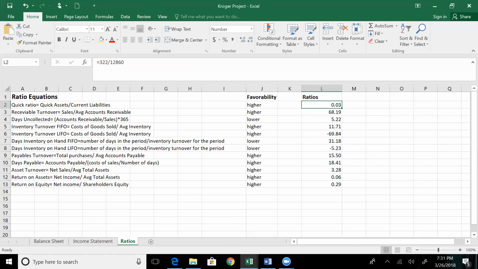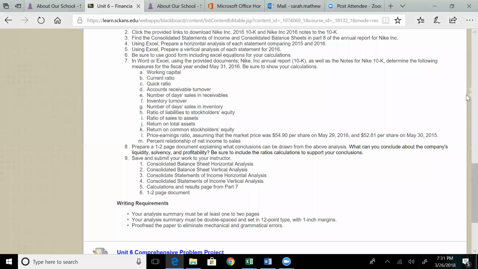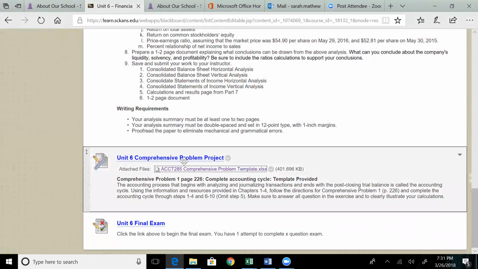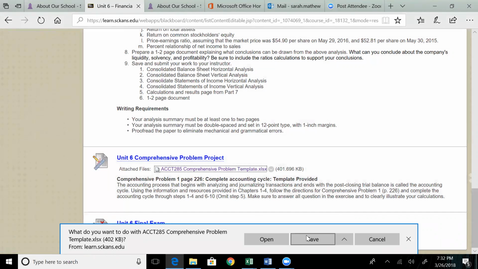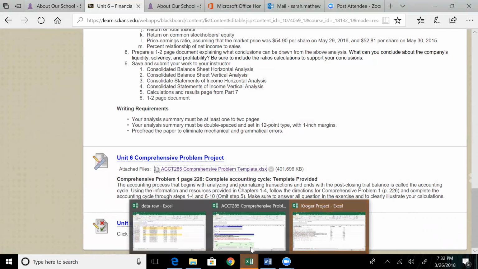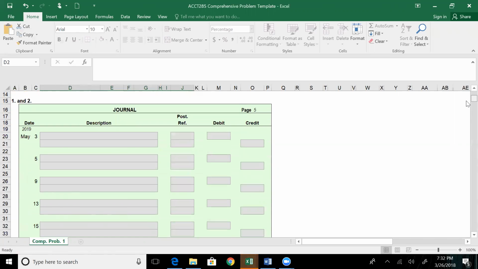Okay, and so now I want to switch back to the other project that you're going to be completing. And this is the comprehensive problem, all right? So this covers chapters 1 through 4, and it's information that you can get out of your book, but it's basically covering the accounting cycle. So I'm going to open this document, and in this document you're going to prepare normal journal entries. Here's the document.